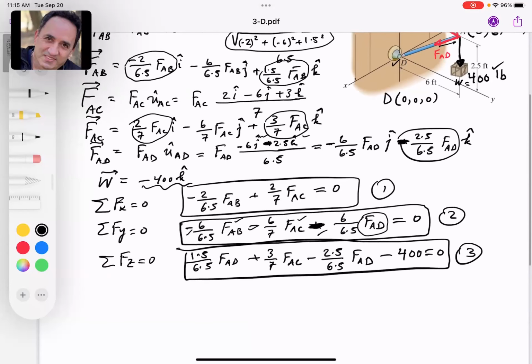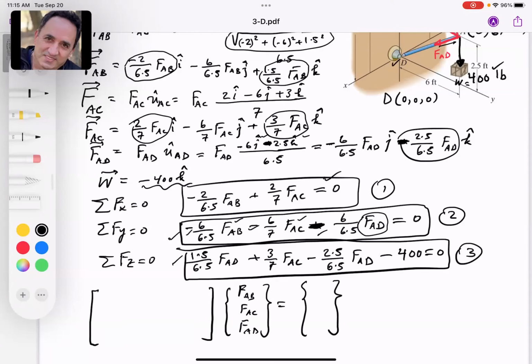Now, some people might just do it by hand. You could actually use a substitution method, write FAC in terms of FAB and plug it into these 2 equations so it becomes a 2x2. And then 2x2 is easy to solve, right? Or you can make a matrix like I'm going to do for you here, and use a program on your calculator or, you know, use MATLAB.